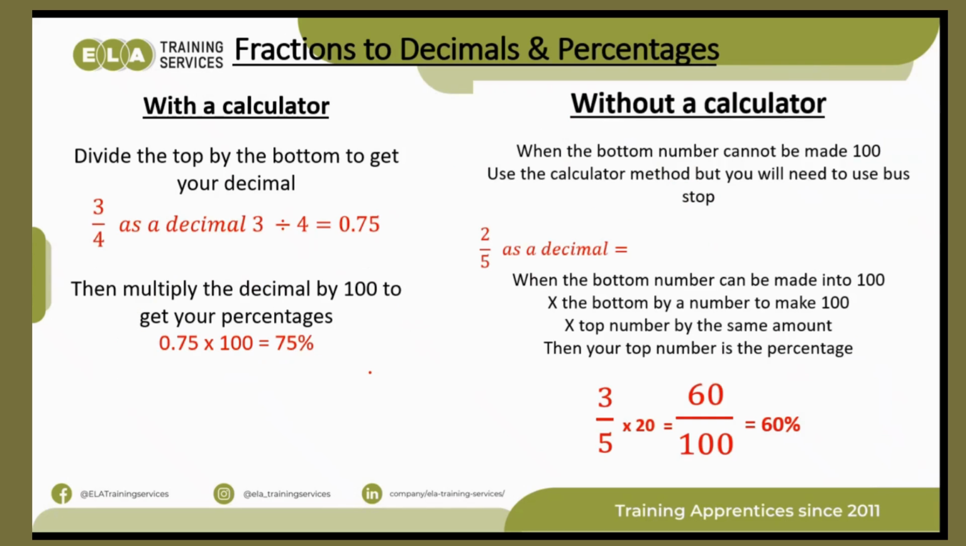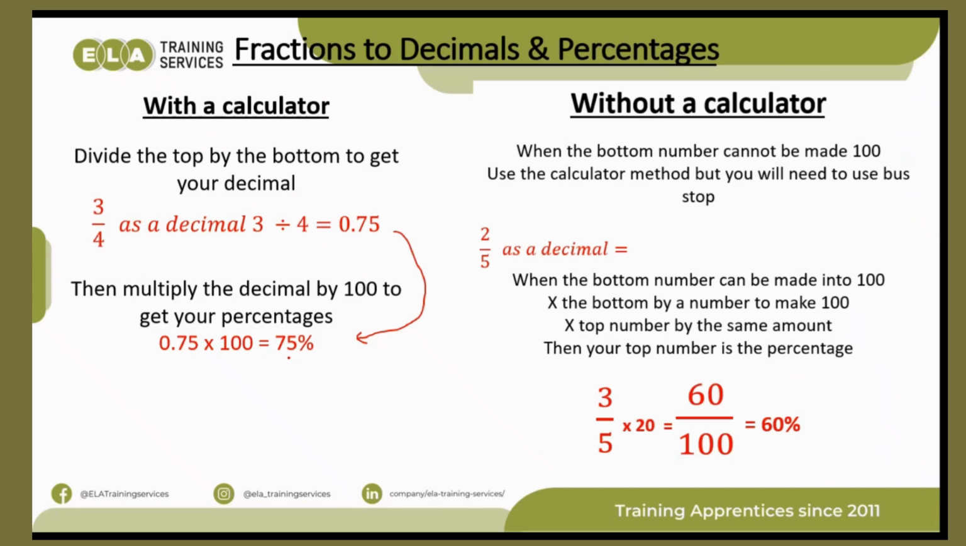Okay. Sometimes you might be asked to calculate fractions to decimals and percentages with or without a calculator. So if we have it with a calculator, you divide the top by the bottom to get your decimal. So we do 3/4 as a decimal. So we say 3 divided by 4. So you always do your second number last, what you're dividing by. So you split 3 into 4 pieces, which gives you 0.75.